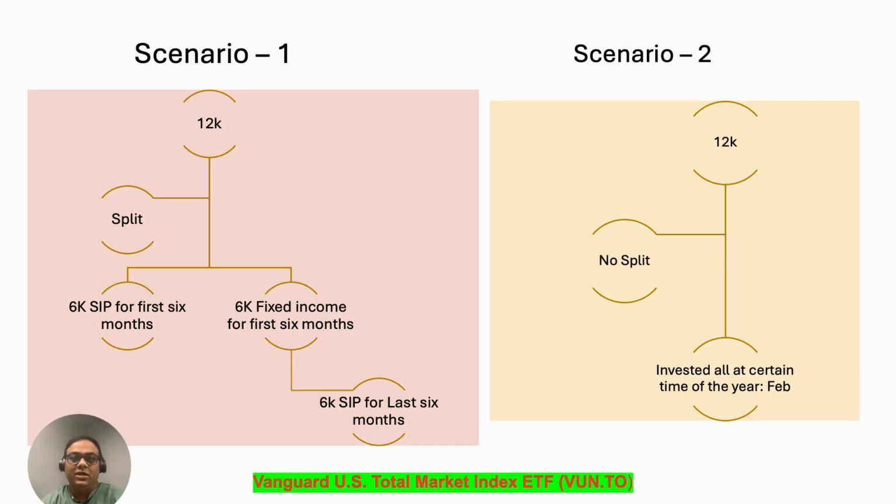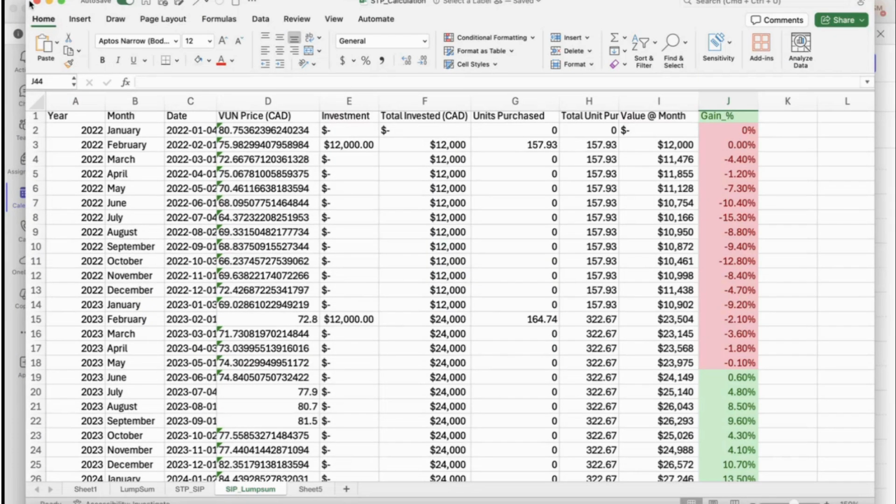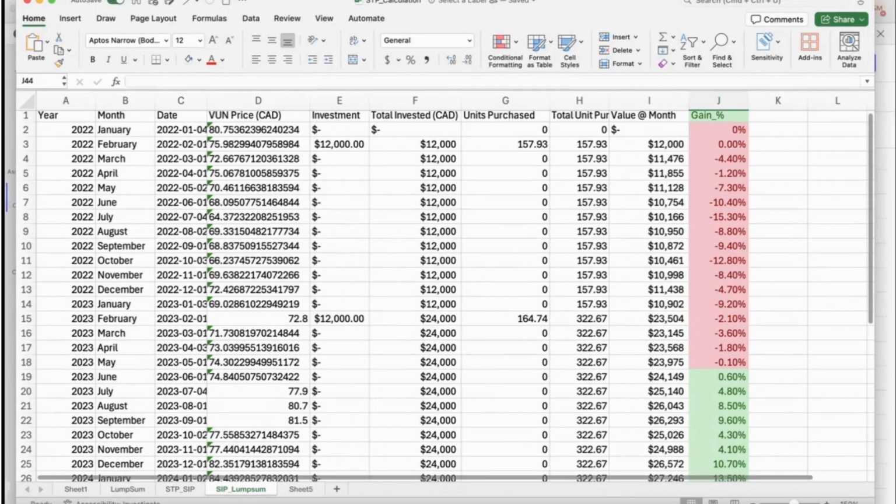For simplicity, I used an ETF, exchange traded fund, which represents the US total market. It's a Vanguard one, VUN is its code. I'll show the scenario for the last three and a half years, how it would have moved if you invested in this way.